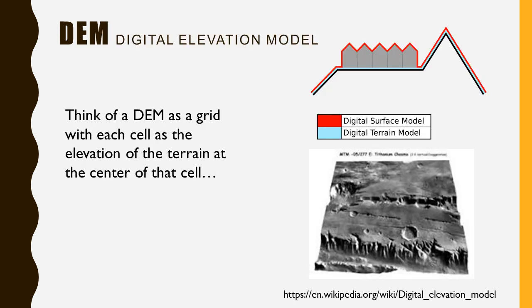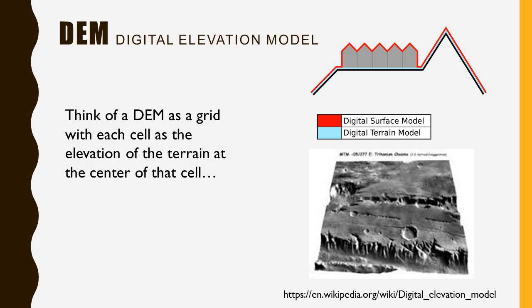It all starts with a digital elevation model, or a DEM. Sometimes we toss these words around interchangeably: DEM, DTM, DSM, etc. So we want to look at this in a little more detail to make sure we always understand what we're talking about when we talk about these specific elevation models. Think of a DEM as a grid in which every cell is the elevation of the terrain at the center of that cell. So we have a nice illustration in the top right hand corner of the screen indicating the difference between a digital terrain model and a digital surface model.